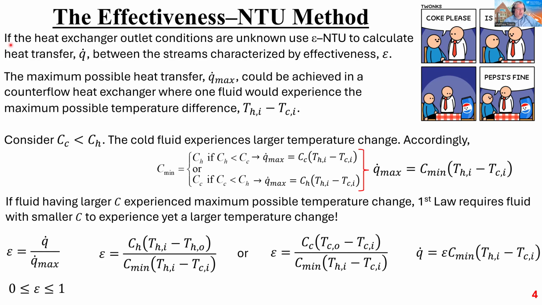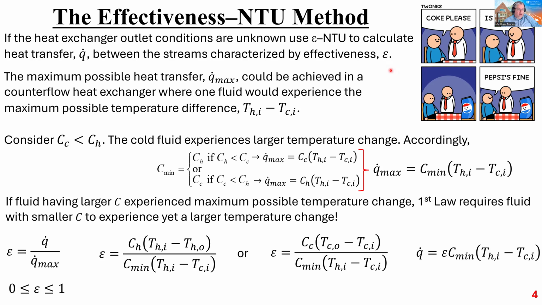Okay, so if the heat exchanger outlet conditions are unknown, that's the classic Effectiveness-NTU situation. We're going to use this technique to calculate the heat transfer Q dot, right? That's usually what we're going for. That's the amount of thermal energy traded between a hot stream and a cold stream inside the heat exchanger. So Q dot between two streams is characterized by this property called effectiveness, which is epsilon, the Greek letter E.